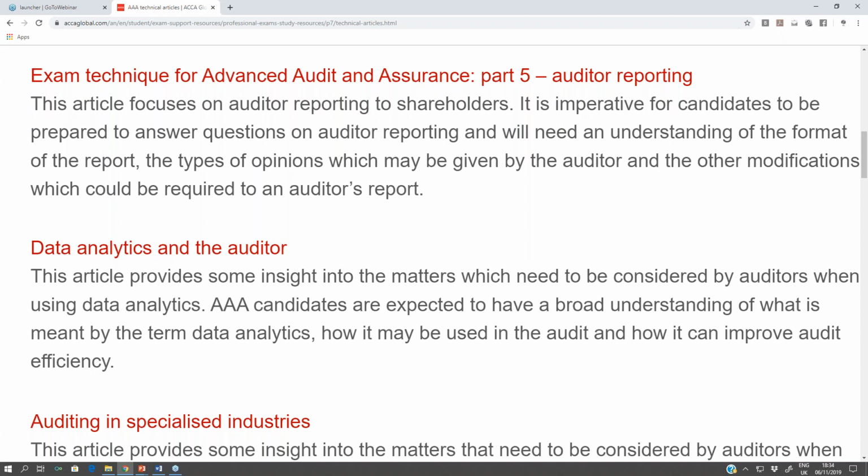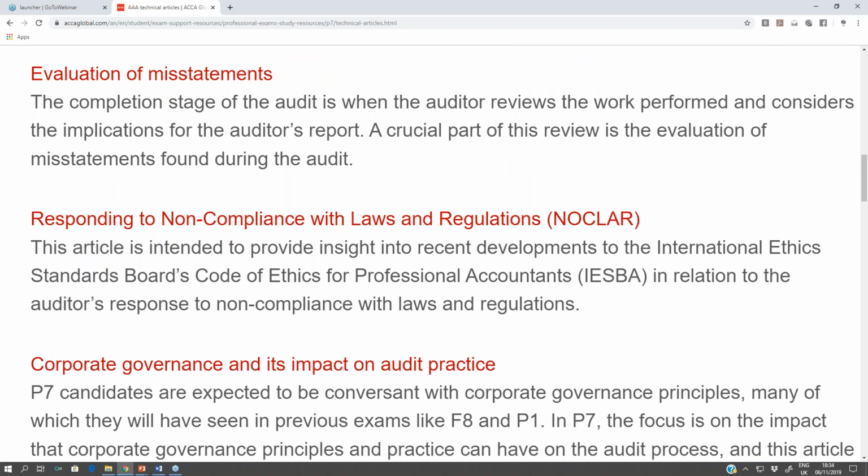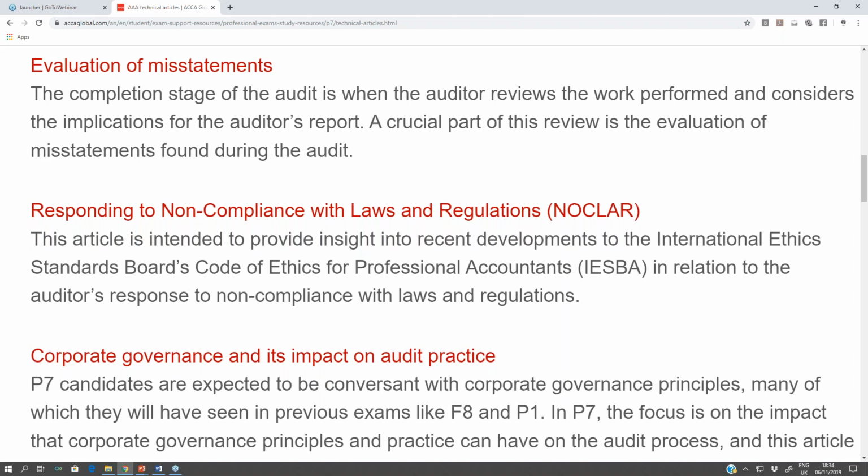Okay, then you go down and you can see this article here, evaluation of misstatement, such an important article, so that you know at the completion and reporting stage how the auditor evaluates the misstatements. Because you identify the misstatements during the course of the audit, but how you evaluate these misstatements, you should know. There are questions and questions and questions in the past papers on evaluation of misstatements. If you want to be good on that, you need to watch my previous webinars, and then more importantly, you need to read this article. Okay, then you go down.